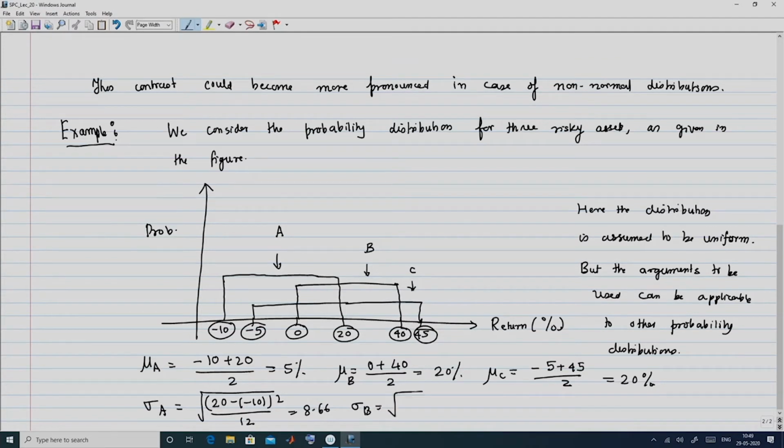Sigma B is going to be the square root of (40 minus 0) square upon 12. So, this is going to be equal to 11.55%, and sigma C is going to be the square root of (45 minus of minus 5) square over 12, and this turns out to be equal to 14.43%. So, mu A is 5%, mu B is 20%, mu C is 20%, sigma A is 8.66%, sigma B is 11.55%, and sigma C is 14.43%.